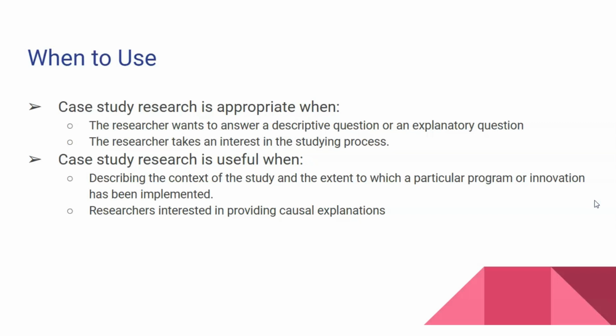So when do we use case study research? It is appropriate to use case study research when the researcher wants to answer a descriptive question or an explanatory question. It is also appropriate to use when the researcher takes an interest in studying process. Case study research is useful when we are describing the context of the study and the extent to which a particular program or innovation has been implemented. It is also useful when researchers are interested in providing causal explanations.